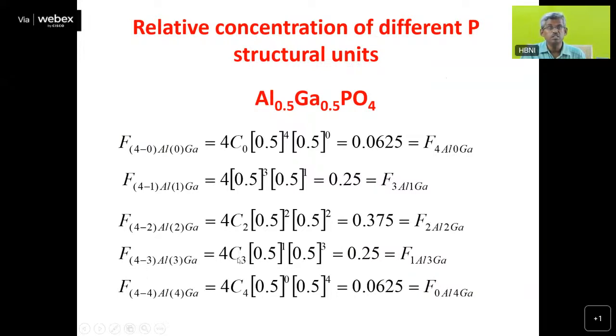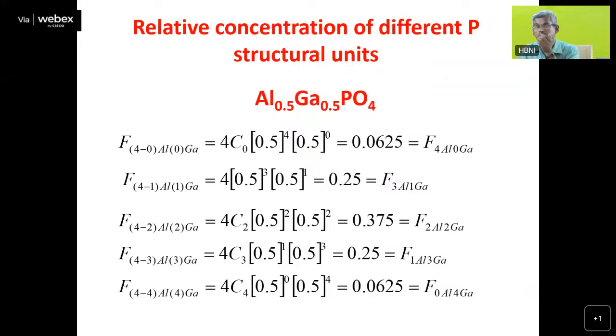That is nothing but 4C3. 4C3 is nothing but 4C1 only. And 4C1 is nothing but 4. If you multiply this, you will get 0.25. So that is why the value is the same, 0.25 and 0.25. And if you have 0 aluminium and 4 gallium, you will get this as the fraction. So if you add everything together, we will get 1. So this is nothing but the fraction of the 5 different structural units.